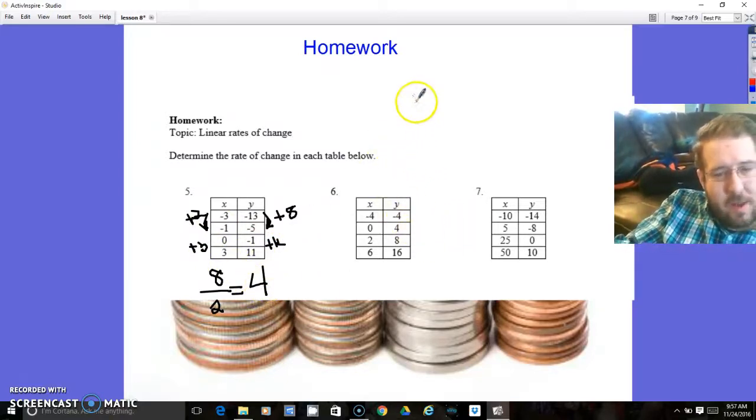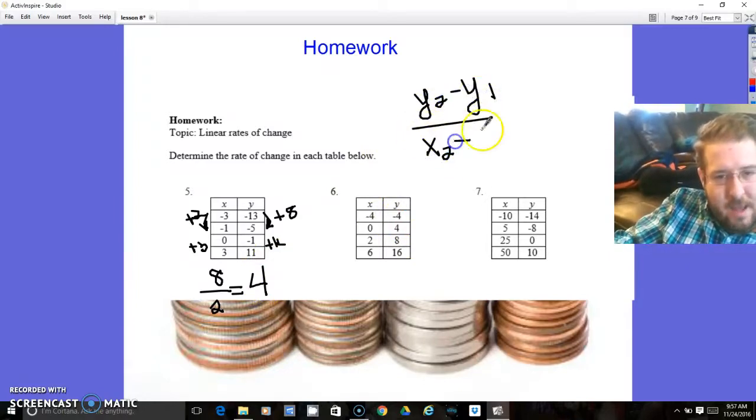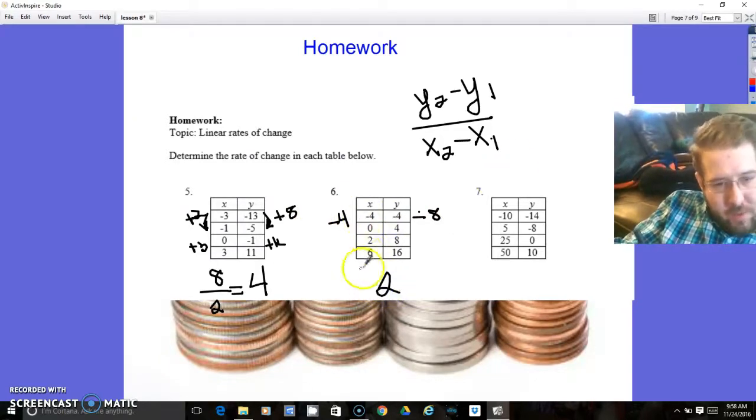All right, y sub 2 minus y sub 1 over x sub 2 minus x sub 1. That's the formula for slope that you could use. So this minus this over this minus this. So negative 4 minus 4 makes negative 8. And negative 4 minus 0 makes negative 4. Negative 8 divided by negative 4 is positive 2. 2 is the rate of change.